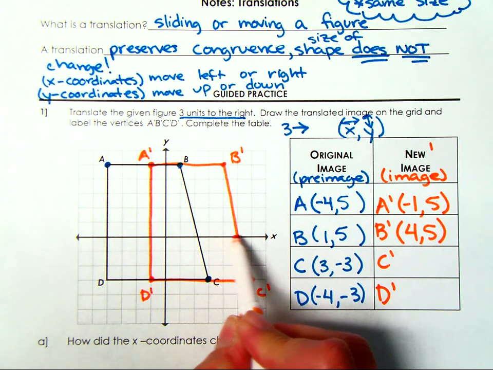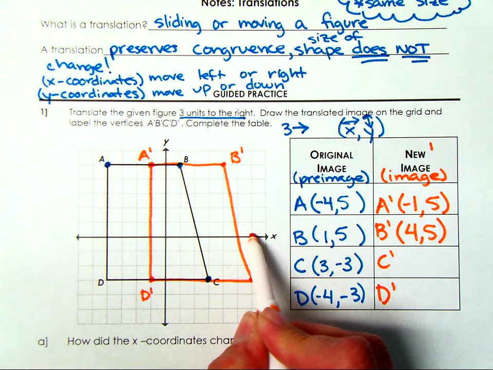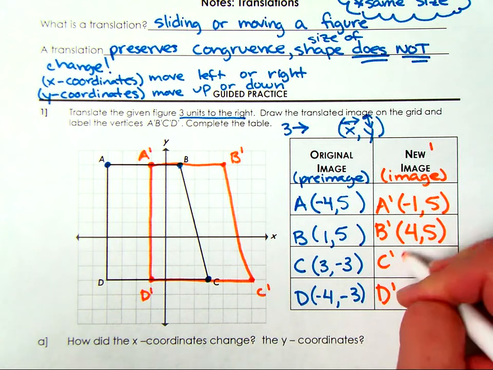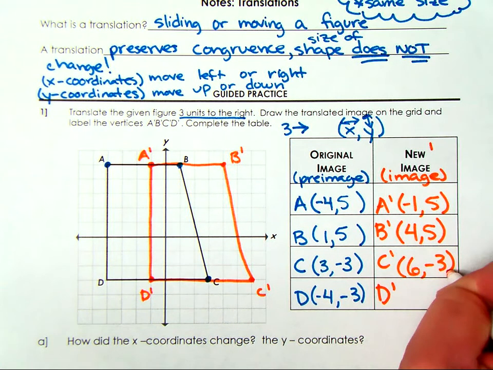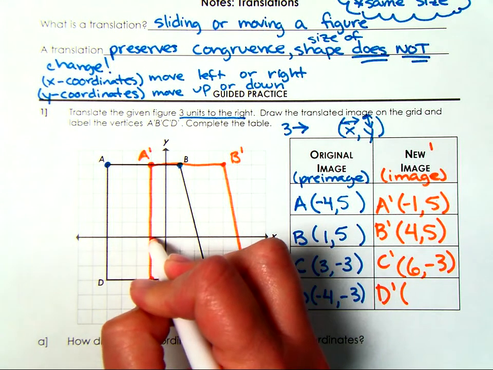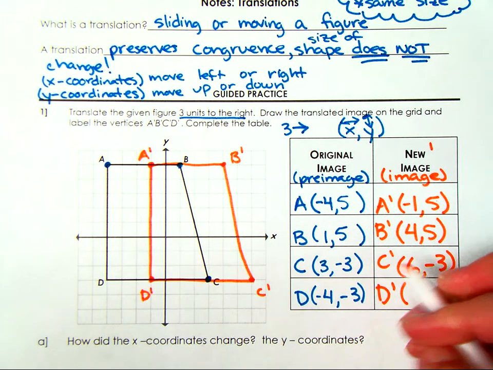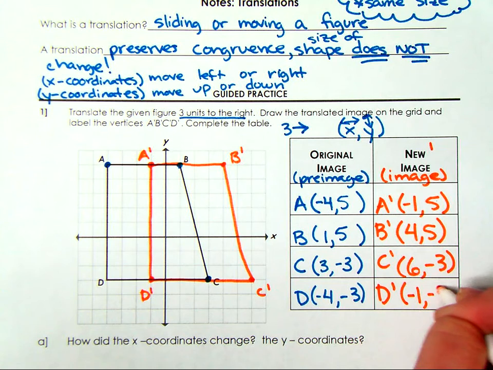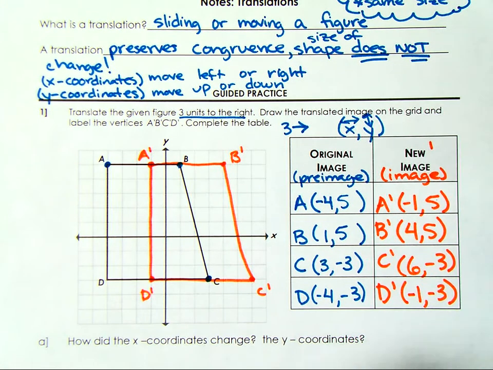Then go back at the origin again. 1, 2, 3, 4, 5, 6. 1, 2, 3 down. So positive 6, negative 3. Then D prime is 1 to the left. 1, 2, 3 down. 1 to the left and 3 down. So this is just showing you what happened in the picture.